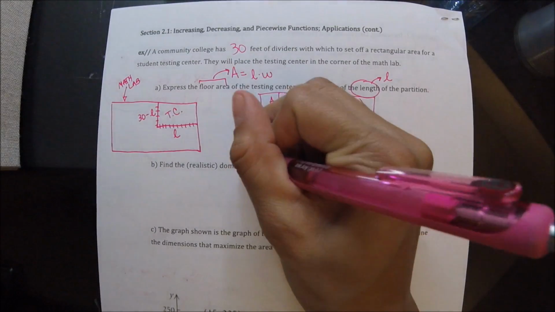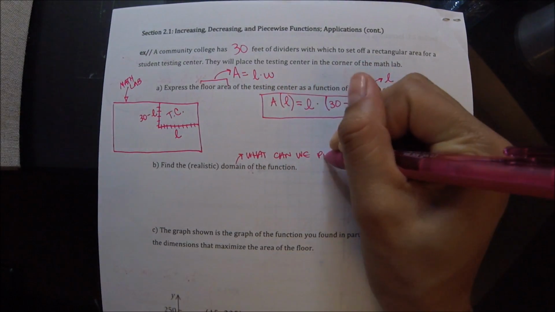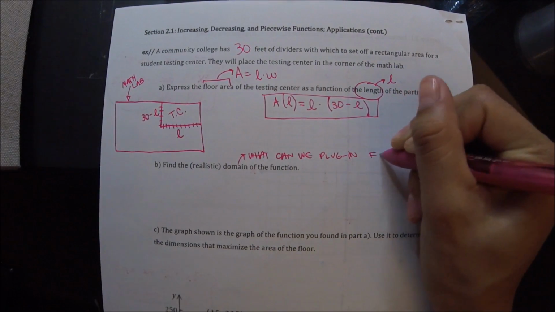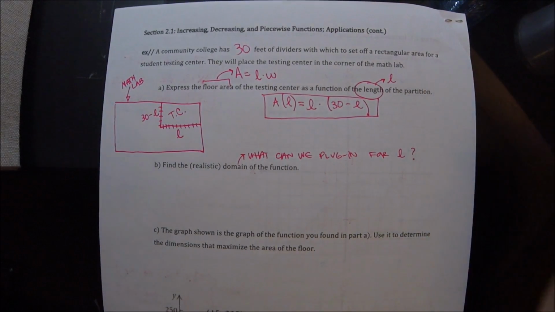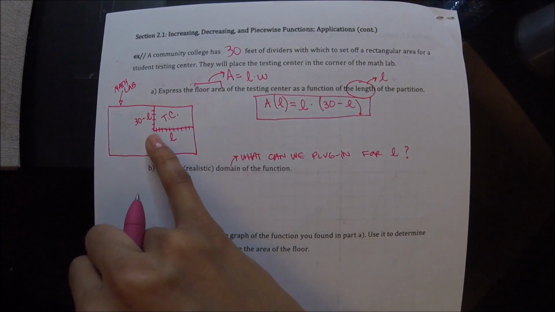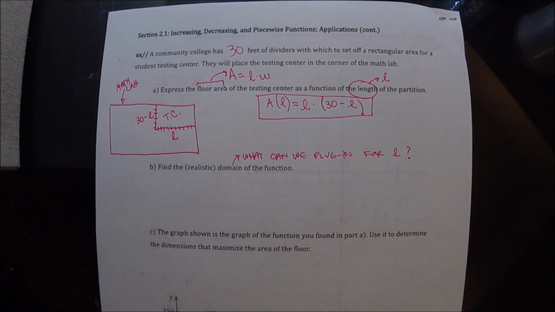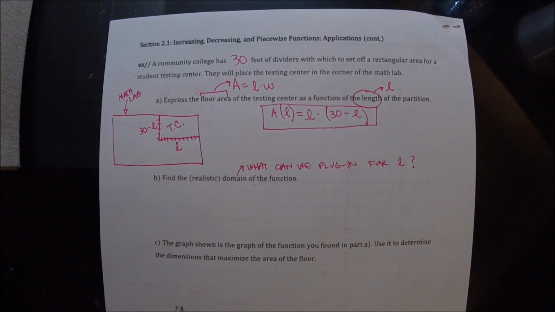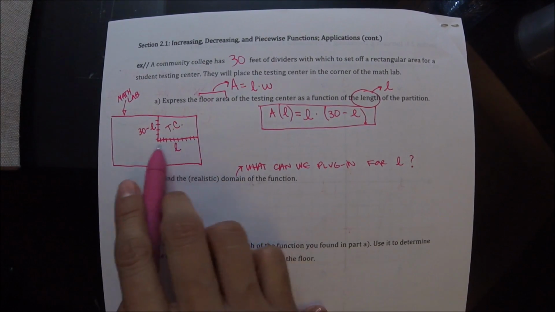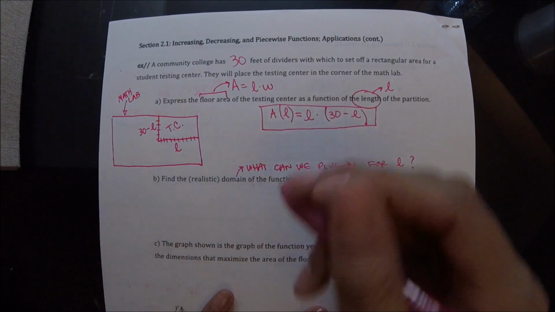So what we're saying is, what can we plug in for L, for the variable? Well, we know that L represents the length here. So what's the smallest number that this length could be? Well, of course it can't be negative. That doesn't make sense for a length to be negative. And it can't be 0 either, because if this length were 0, then it wouldn't exist. So we need to have anything bigger than 0.